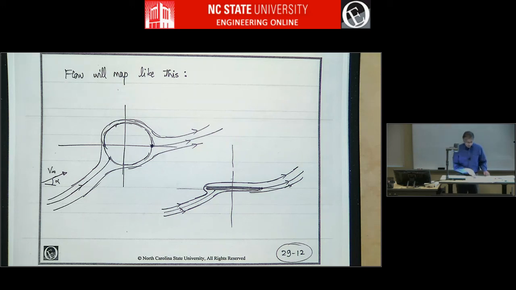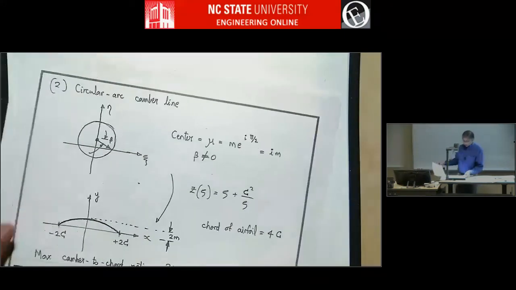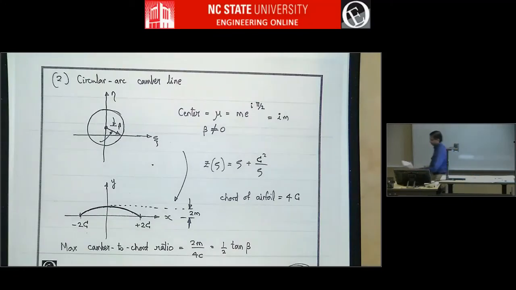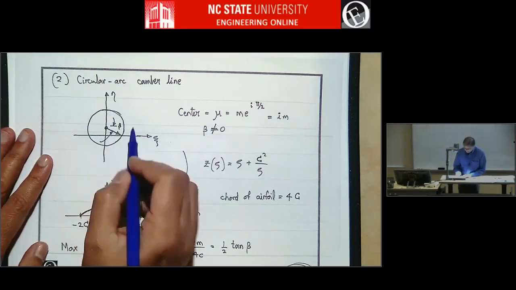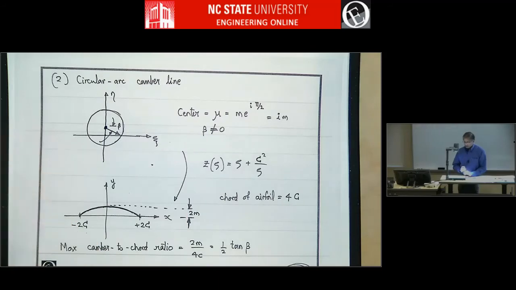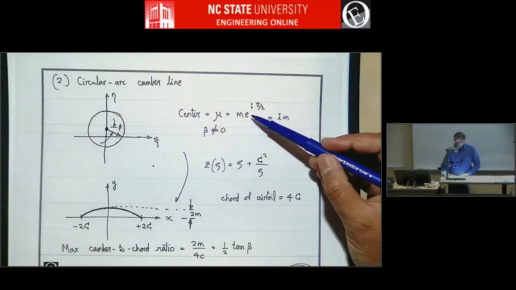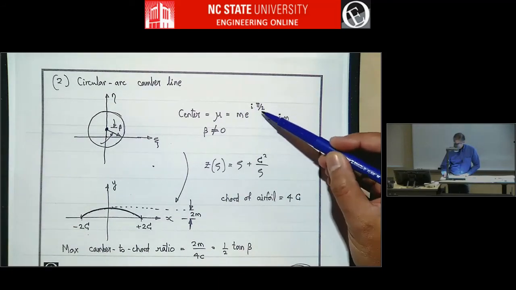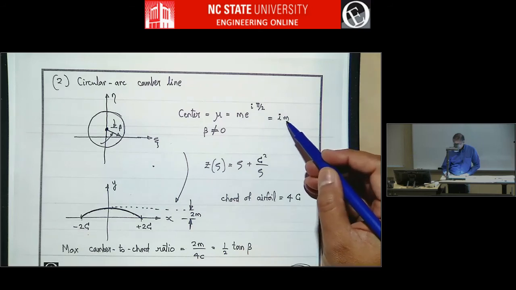Okay, so that's what happens when you put the circle at the origin. Now you move the circle a little bit up and you get a circular arc camber line. So here we have taken that same circle, and we have moved the center above the origin on the imaginary axis. So the center is at m e to the power i times pi over 2, which is i times m.